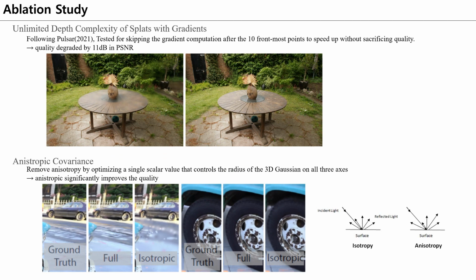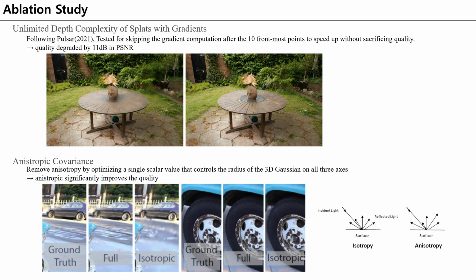Third, referring to a study called FORSA in 2021, they checked whether ignoring the gradient after 10 points in front of the camera would improve speed while maintaining quality. As a result, it said that PSNR quality declined.